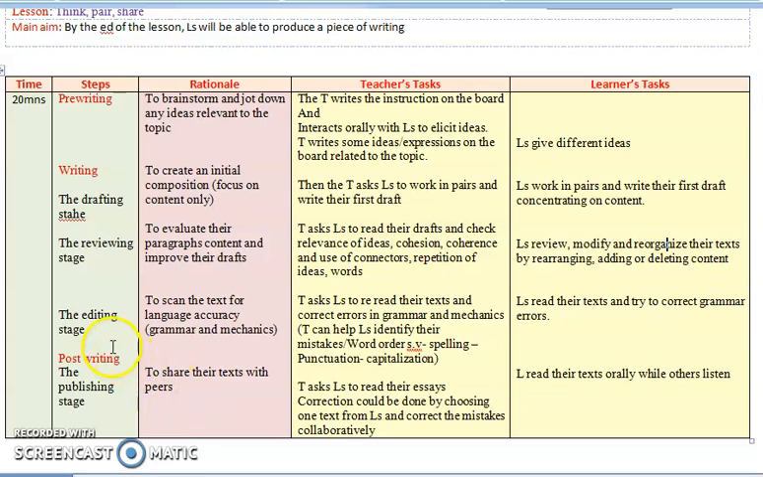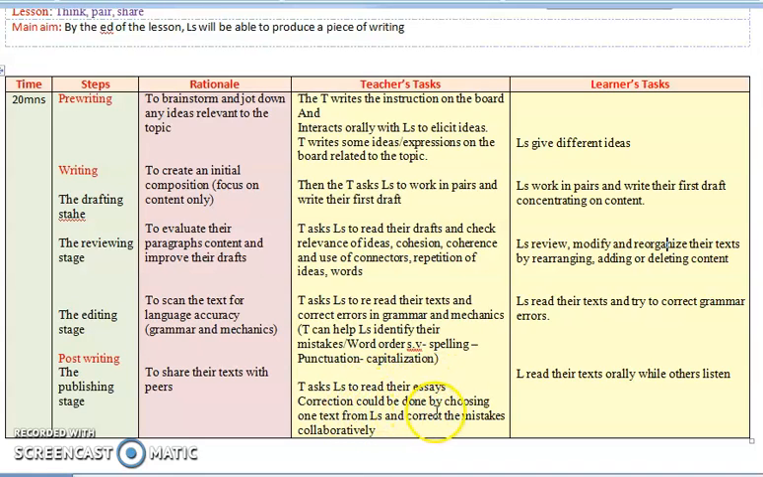Now we move to the third stage in writing, which is post-writing or the publishing stage. We can call it post-writing or the publishing stage. The rationale is to share their texts with peers. The teacher's task here is to read their essays. It means to read the students' essays.